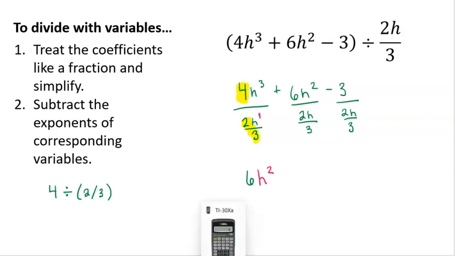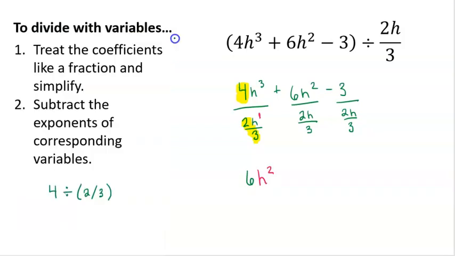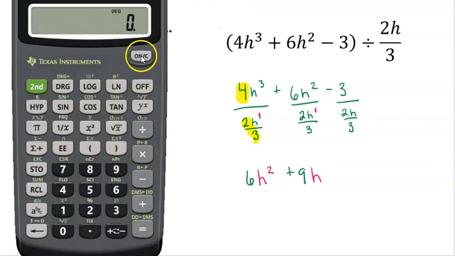All right, next one, same deal. 6 divided by parentheses, 2 divided by 3, close parentheses, equals 9. And then we've got 2 minus 1, which is just going to be 1. And then for our last one, we have negative 3 divided by, open parentheses, 2 divided by 3, close parentheses, equals. And we get negative 4.5.